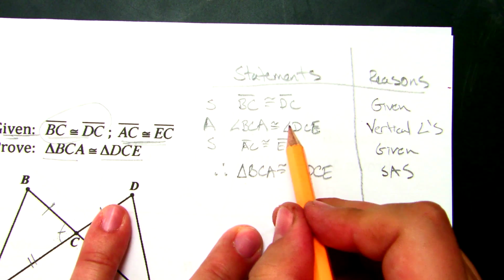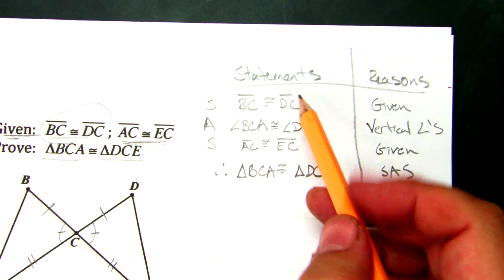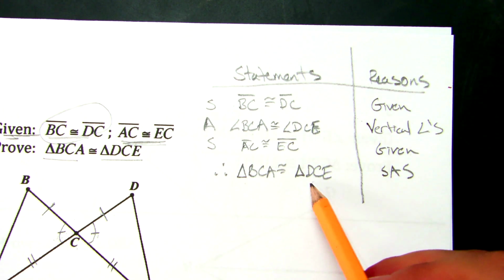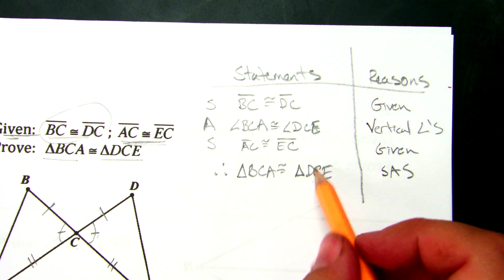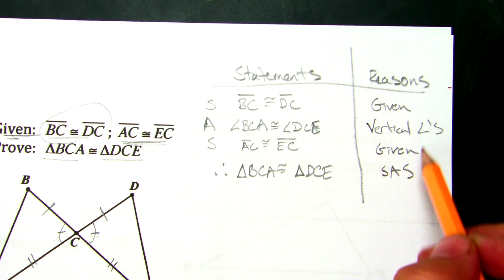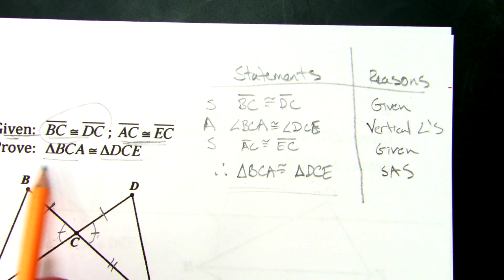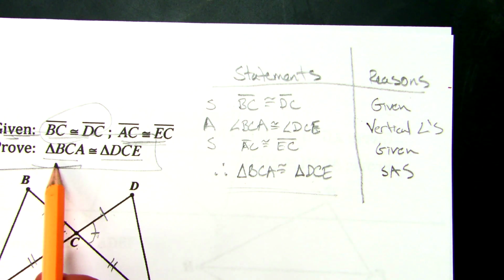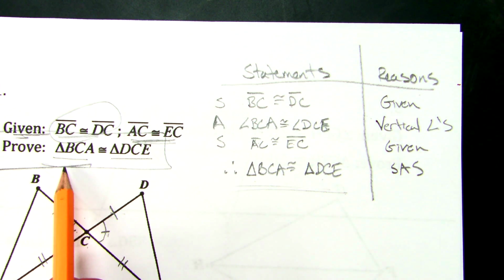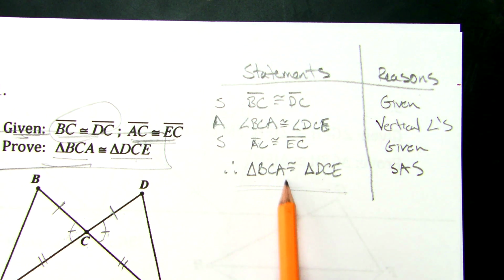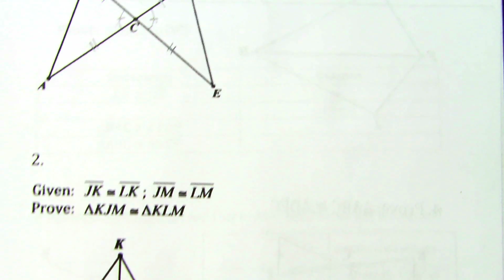So each time I say something I'm using to get to my final statement, the thing I'm trying to prove, I have to give the reason for it, so I give the reason over here. The last statement is always going to be what I'm trying to prove. So I'm trying to prove that triangle BCA is congruent to triangle DCE, so that should be right here, and it is. Okay, let's try another one. Number 2.